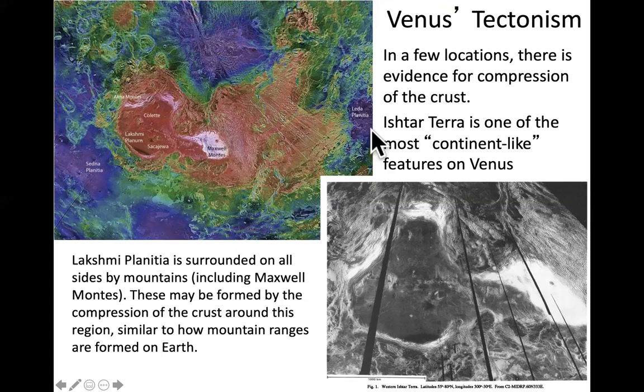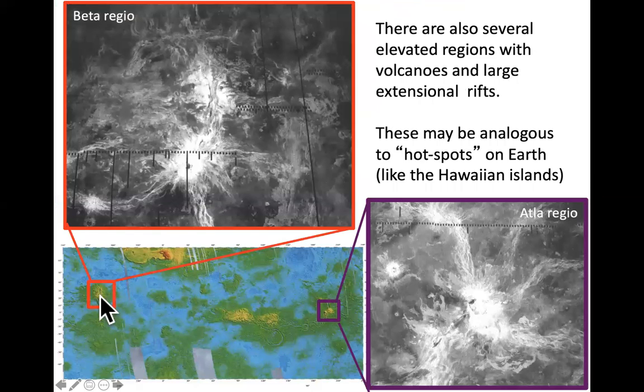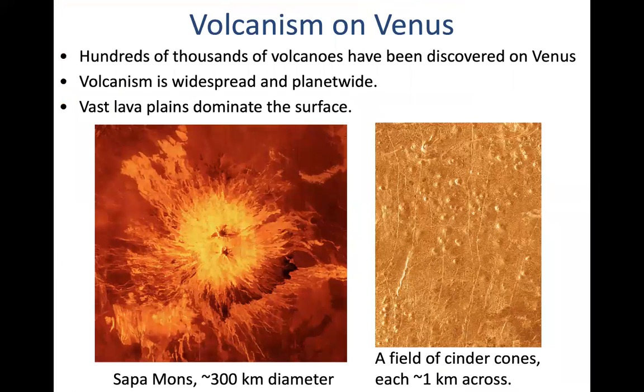We do see other tectonic features like Beta Regio here, which has a strong fissure going through it, indicating there is tectonic activity. And there are volcanoes in various locations. And there are actually a lot of volcanoes on Venus. There are a wide variety of different volcanic landforms scattered over the entire planet.